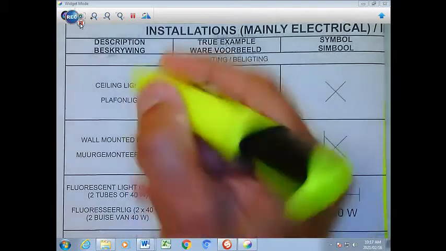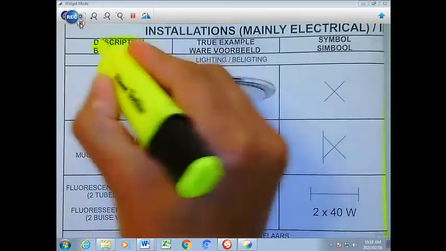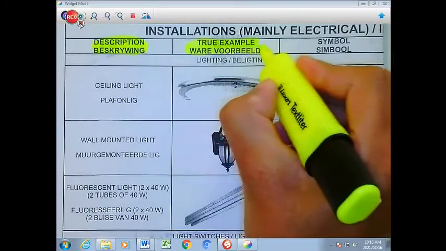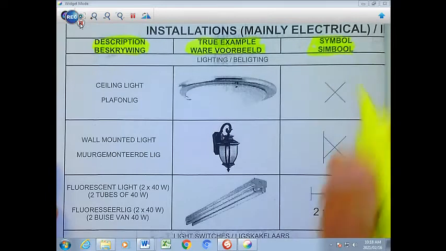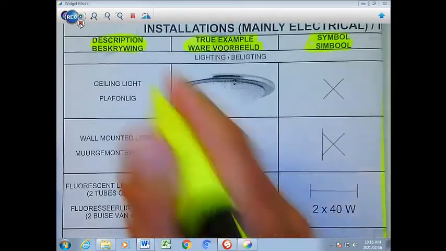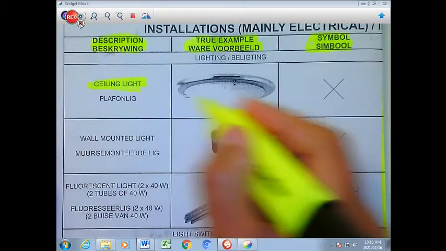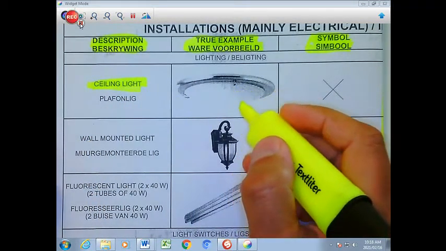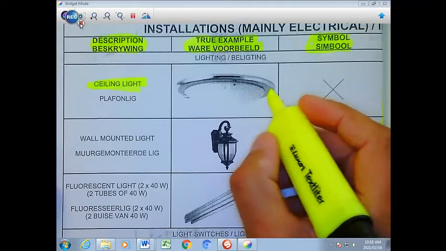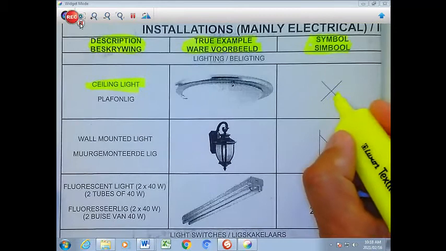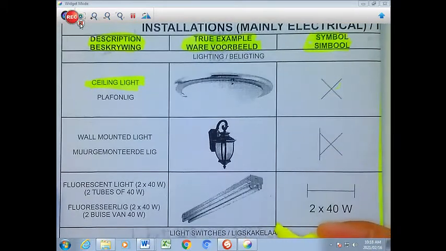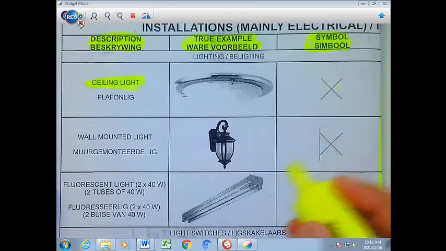So here you will have your description of what it is, and then you will have your true example of what it looks like in reality, and then you will have the symbol, and the symbol is the important part that we need to know. So we're looking at a ceiling light. A ceiling light is a normal light that's in your bedroom, or in all bedrooms you will find a ceiling light. It's mounted to the ceiling, and that is the symbol for a ceiling light, which is a basic cross, right? And it's preferably in the center of the room.